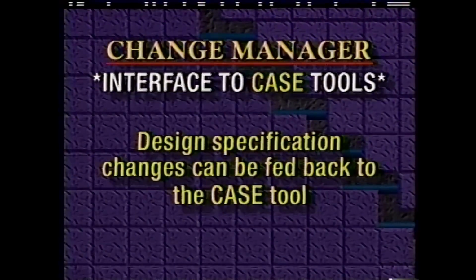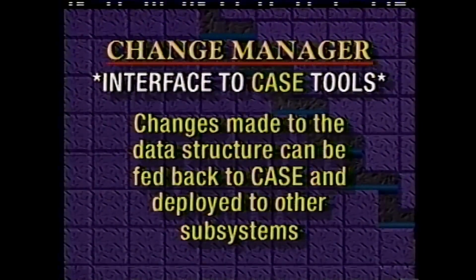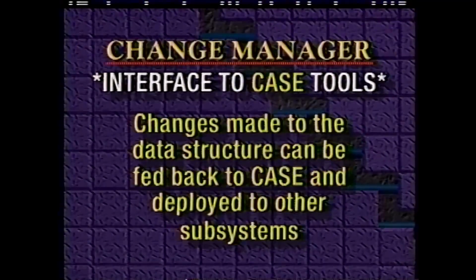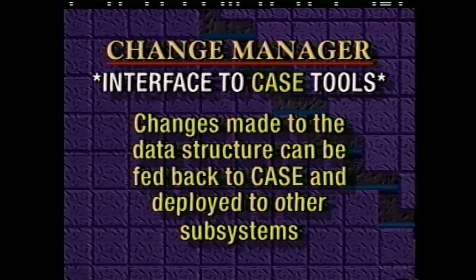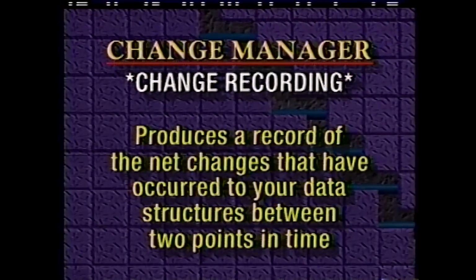When the design specifications are incomplete and you later make changes to them in the development cycle, those changes can now be fed back to the case tool. This keeps the logical and physical structures in sync. And when controlled changes are made to the data structure in any DB2 subsystem, they can easily be fed back to the case tool, then deployed to all the other subsystems having a need for that application. Change recording techniques produce a record of the net changes that have occurred to your data structures between 2 points in time.